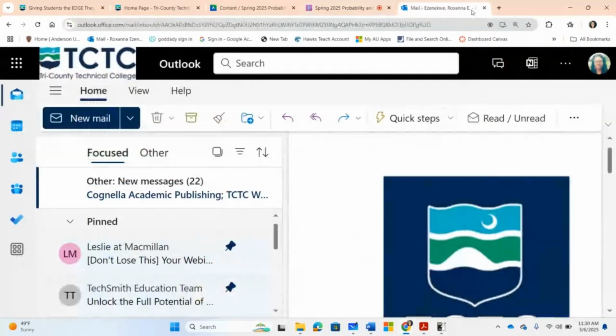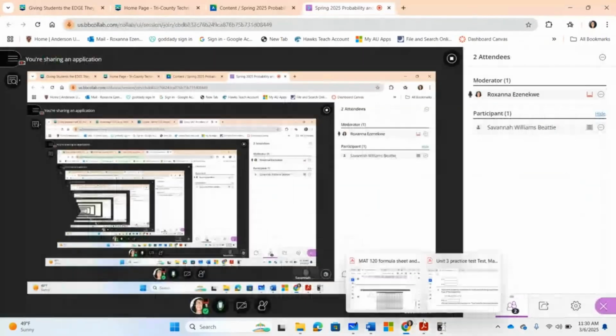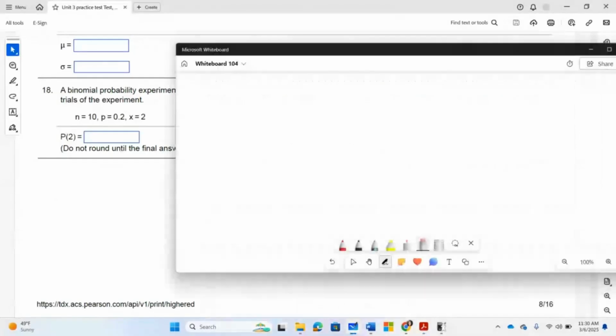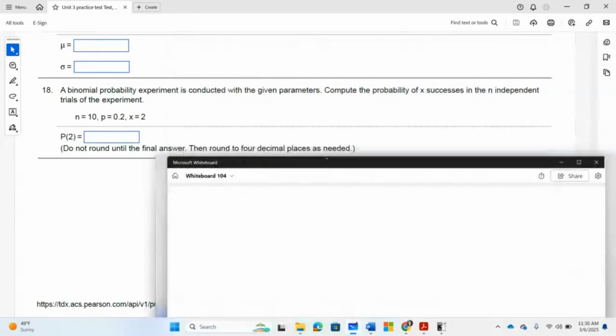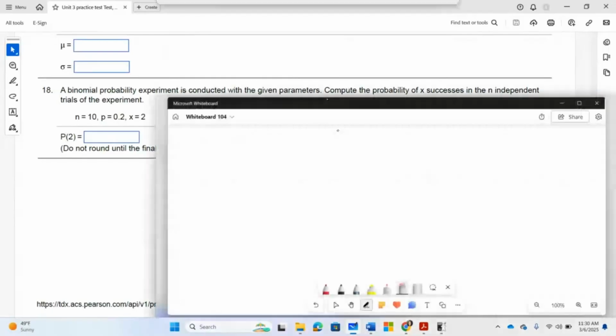So I'm just going to go back to the practice test. We are working on binomial distribution. I want to make sure we understand binomial distribution. This is number 18. I am told that it's a binomial distribution. A binomial probability experiment is conducted with the given parameters. Compute the probability of X successes in the n independent trials.